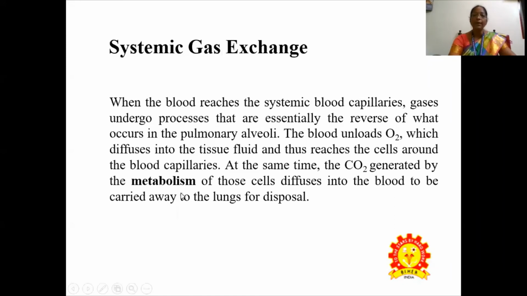So, systemic gas exchange. When the blood reaches the systemic blood capillaries, gases undergo processes that are essentially the reverse of what occurs in the pulmonary alveoli. The blood unloads O2, oxygen, which diffuses into the tissue fluid and thus reaches the cells around the blood capillaries. At the same time, the CO2 generated by the metabolism of those cells diffuses into the blood and will be carried away to the lungs for disposal.